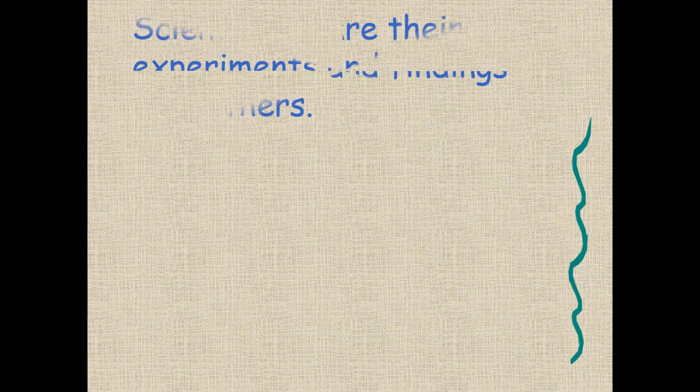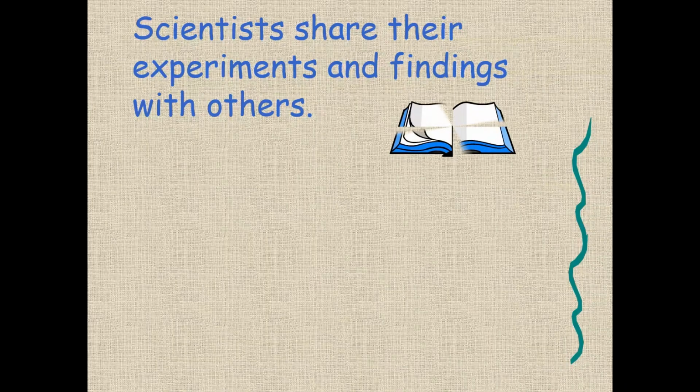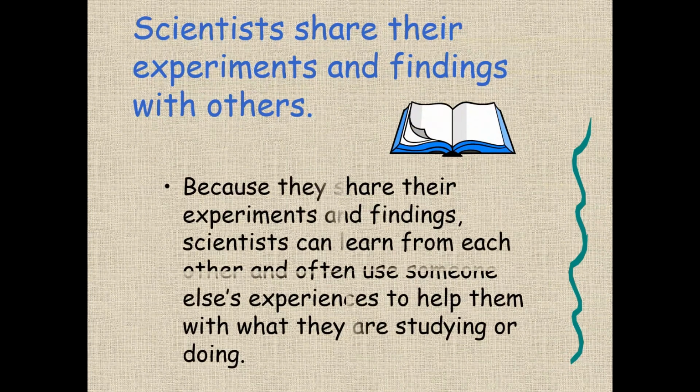Next step. Scientists share their experiments and findings with others, because when you share your information, it helps society to move forward, right? Because they share their experiment findings, scientists can learn from each other and often use someone else's experiments, someone else's experiences to help them with what they are studying, what they are doing, what they have done, what they have found.